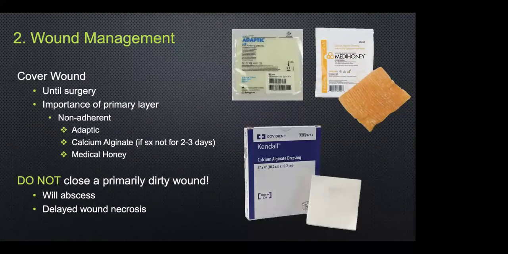Covering the wound. Once you get down to putting a wound bandage on, there are different sorts of primary layers you can use, and I'll touch on that a little bit later, but it is important to use a primary layer that's non-adherent so that you're not removing those healthy cells on the wound bed. That includes honey, Adaptic, calcium alginate, and other dressings.